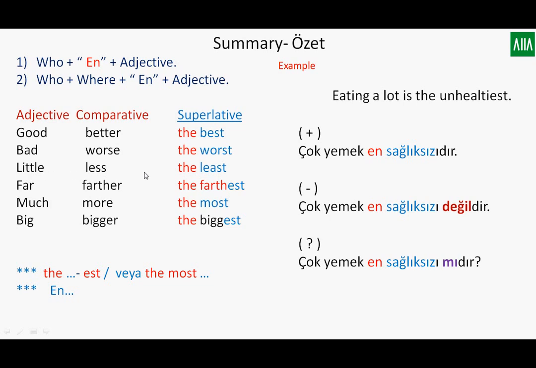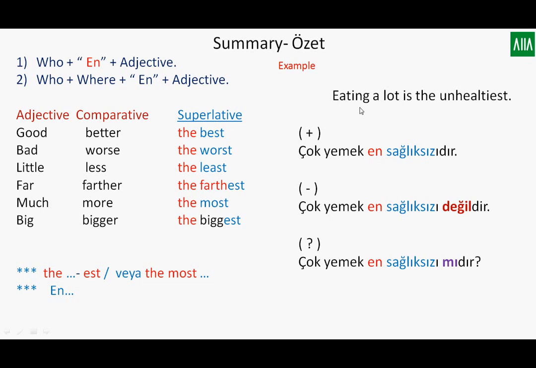Az, daha az, en az. Uzak, daha uzak, en uzak. Çok, daha çok, en çok. Büyük, daha büyük, en büyük. Now, if you noticed, I used only one word to describe superlative forms in Turkish, which is en. So here, the blah blah est, or you can say the most, as I said, to remind you, and reminding is always very helpful, that's why I use it here. En, to use superlative forms in Turkish.